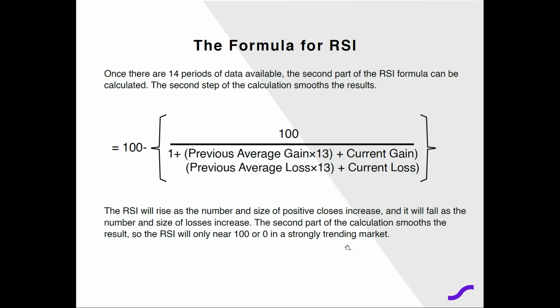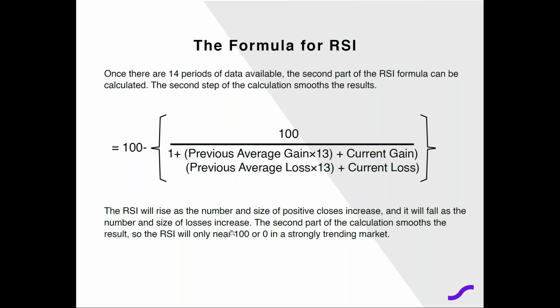meaning the specific candlestick that you're looking at. All right, so the RSI will rise as the number and size of positive closes increases. So if you have more closes that are high than candlesticks that are decreasing, then you'll have a higher RSI. If you have more candlesticks that are gaining than candlesticks that are losing, then you'll have a high RSI, which is above 50. And it will fall as the number and size of losses increases.